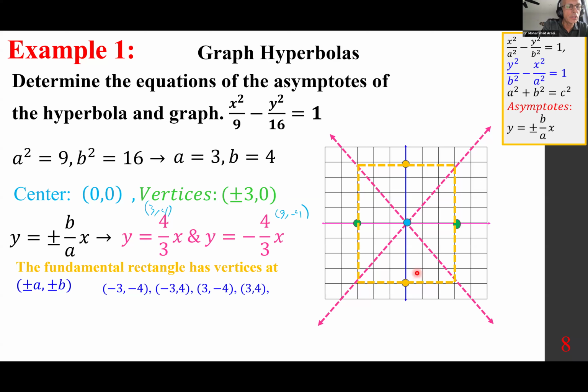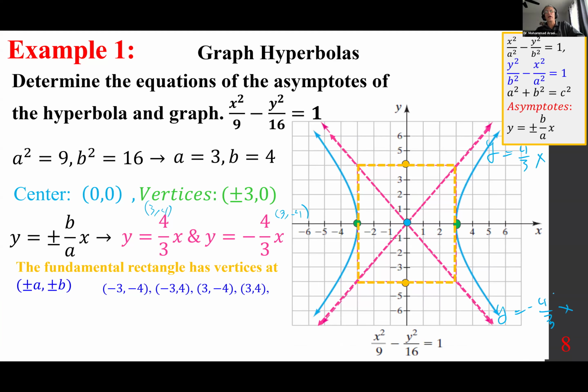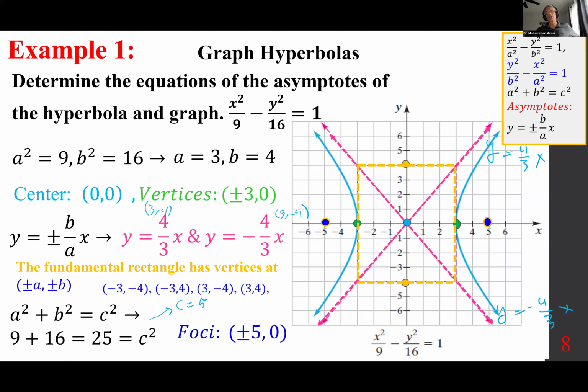As far as the equations are concerned, this is y equals 4/3 x, and this is y equals minus 4/3 x. And this is the graph. Now, finding the foci: a squared plus b squared equals c squared. So c squared becomes 25, therefore c is equal to 5. The foci are along the same axis as the vertices, the transverse axis, so they are at 5, 0 and negative 5, 0. Those are the two foci.